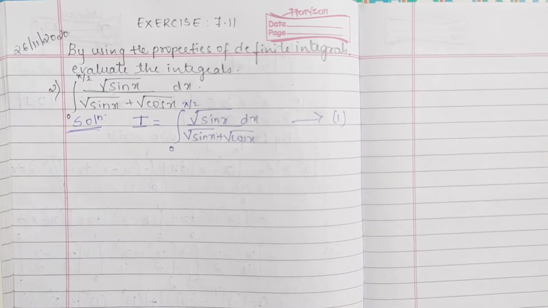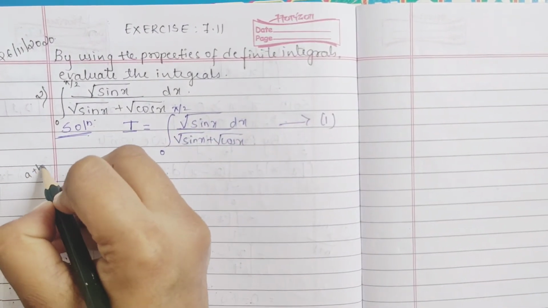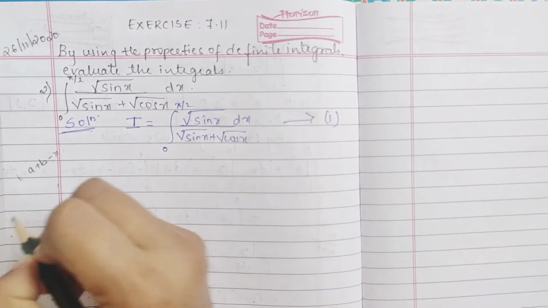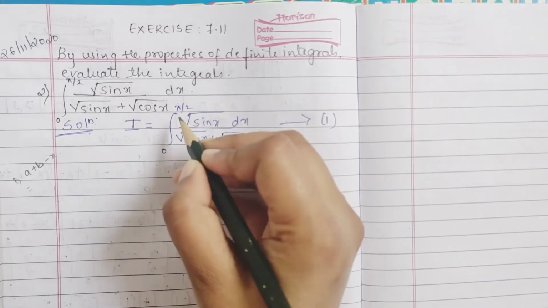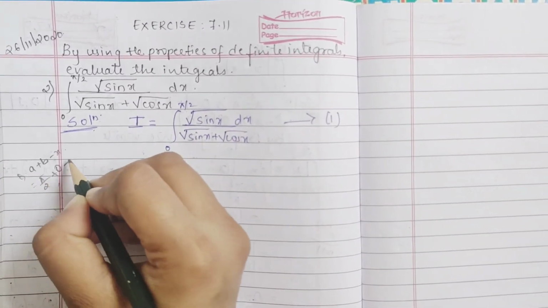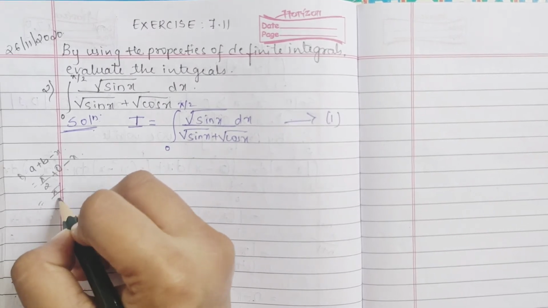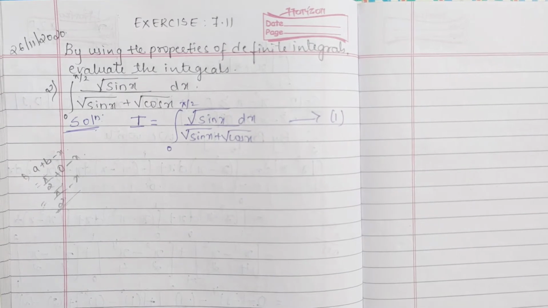A plus b minus x, right? Your x was changed how? I had taken a plus b minus x as your t, right? So this x we can take how? A is pi by 2 here, plus b is 0, minus x. So in short, what you will get? Pi by 2 minus x.